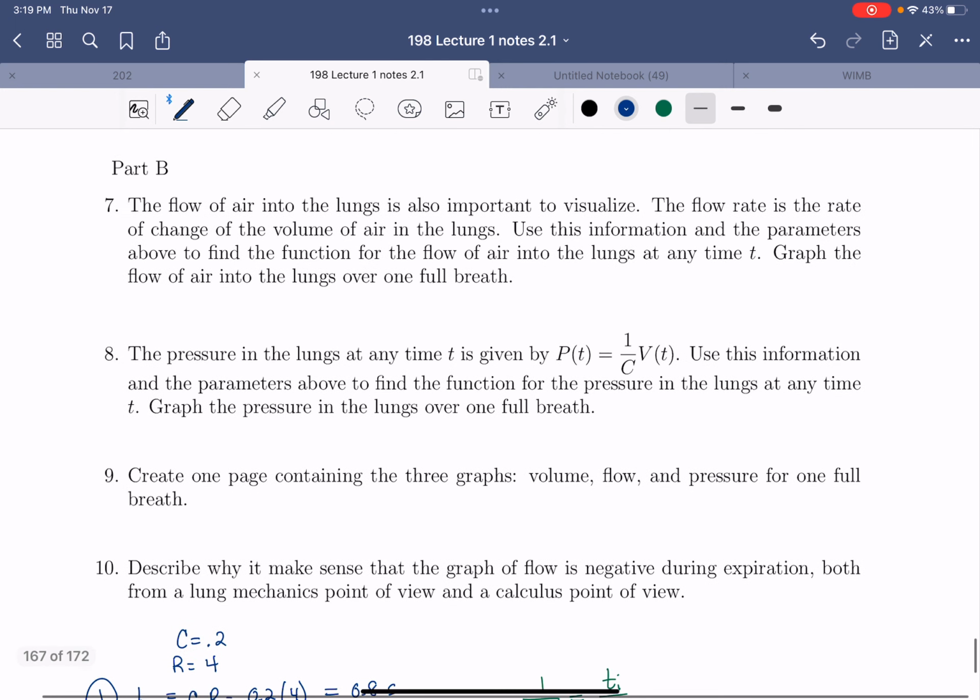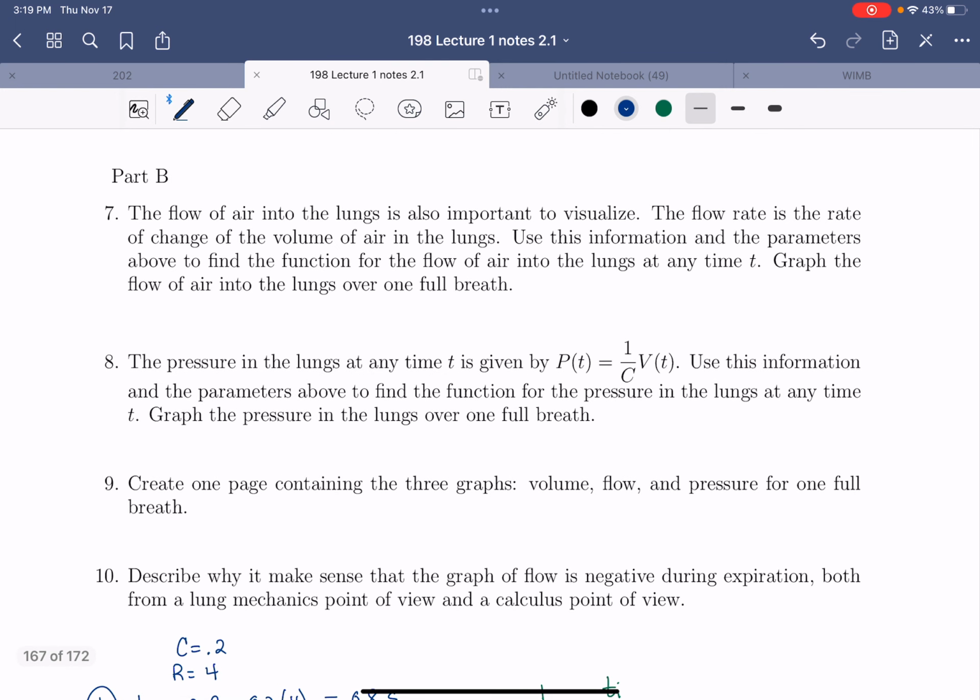And then we're going to be jumping into part B. Okay, now that you have these graphs established and you know what's going on, we want to talk about two things. We want to talk about the volume, which we have, the flow, and the pressure. So pressure is just 1 over C times the volume. So this is a scalar multiple of the volume. So you're just going to take your volume and you're going to divide it by C, right?